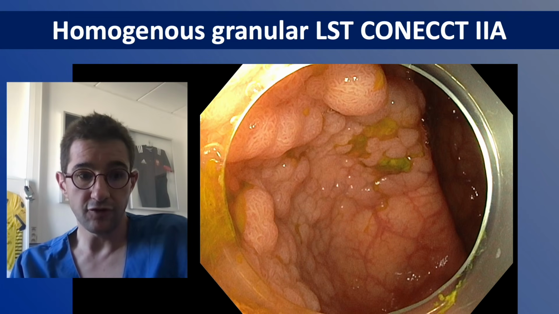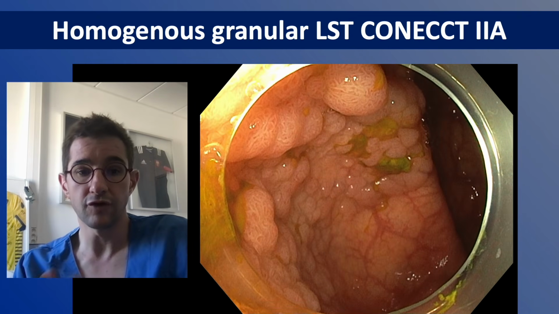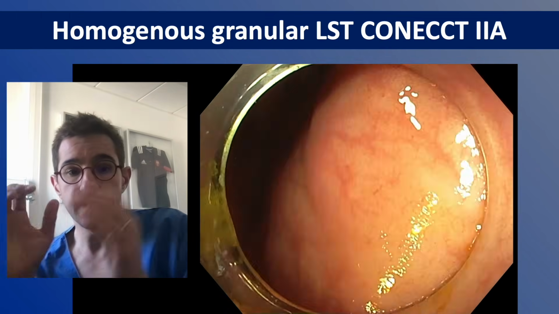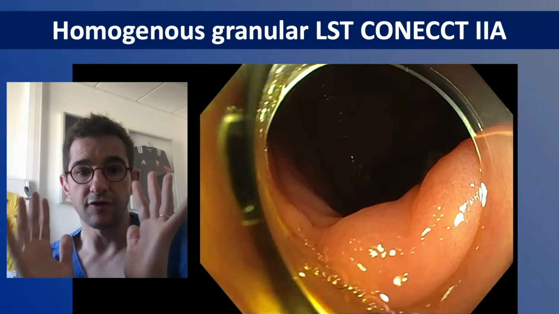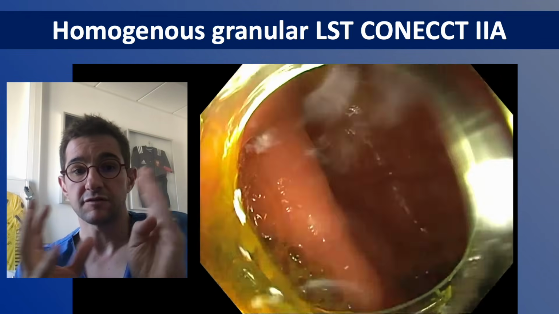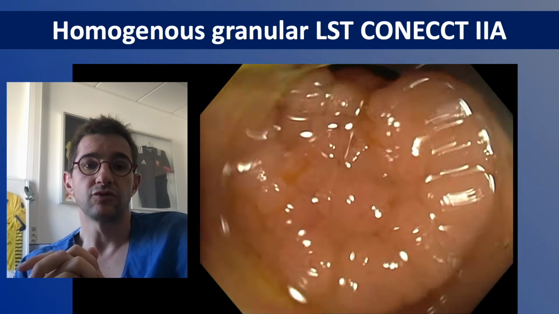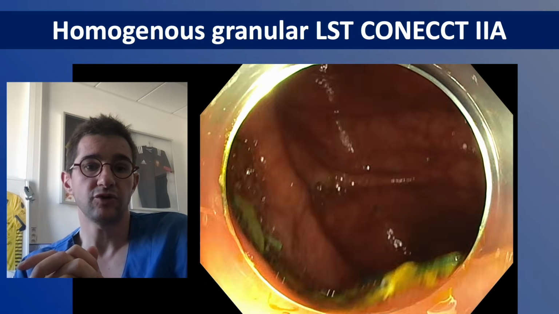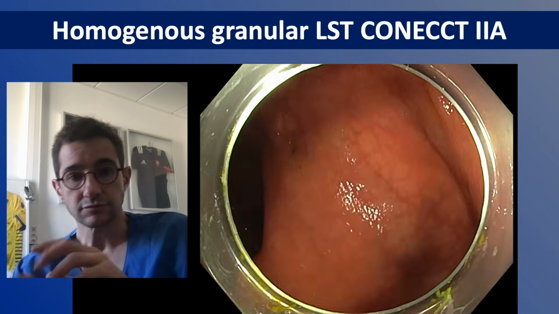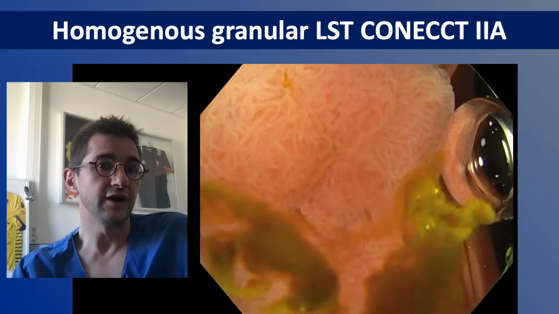Some example, first, the homogeneous type granular LST with no nodules over 1 cm, which is probably the only very good candidate for piecemeal EMR. Because in this kind of lesion, the risk of cancer is probably under 1 cm. So we will try to use retroflexion to show you the lesion, which was just above the valvula in the right colon, a little masked by the fold, but relatively large.